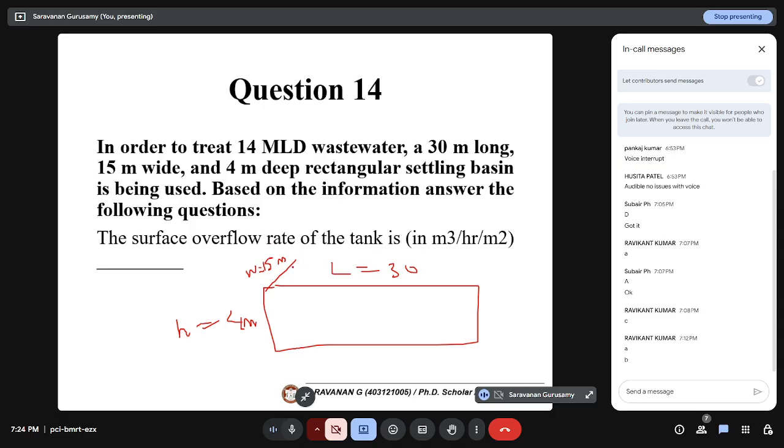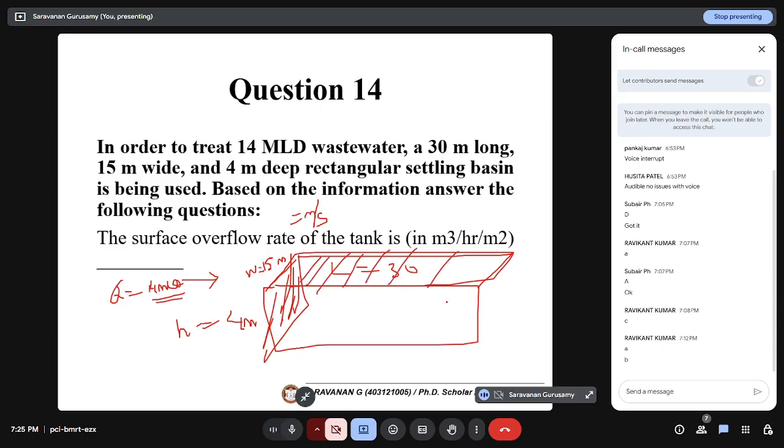The surface overflow rate. Q is 14 MLD. So they are asking surface overflow rate. Surface overflow rate is again meter per second, right? Or meter cube per day per meter square. Meter cube per day is given. Meter square is this area, not this area. You have to find surface area. So L into W only you have to do. L into W is 30 into 15 meter square.